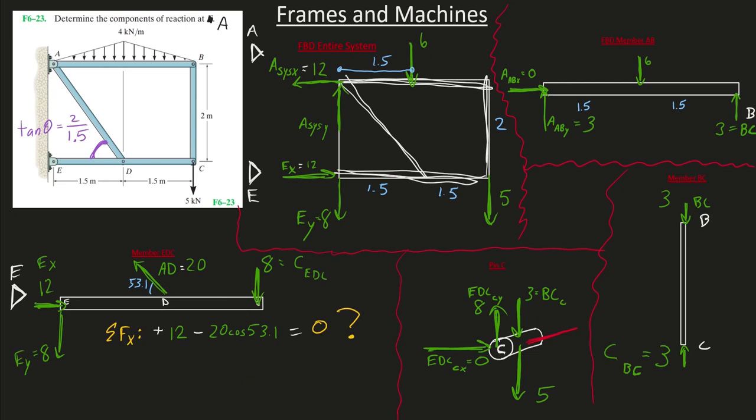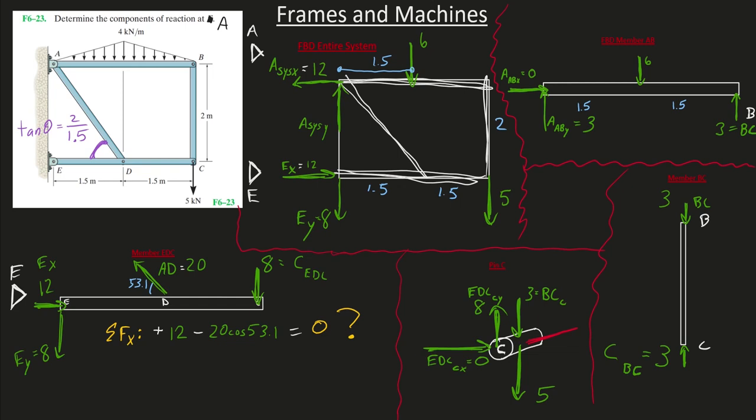Alright, so we've really traversed through this entire frame here, and that's what frames and machines problems are really like. It's kind of like a truss, but more complicated. Not all the members are two-force members, and then on top of that we got these very difficult junctions that we have to navigate around.